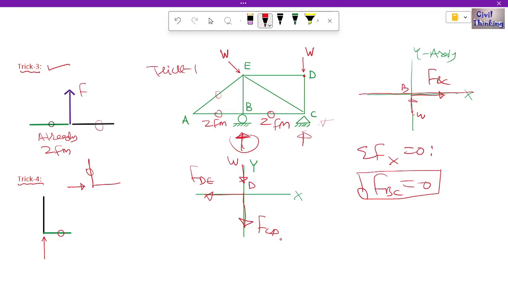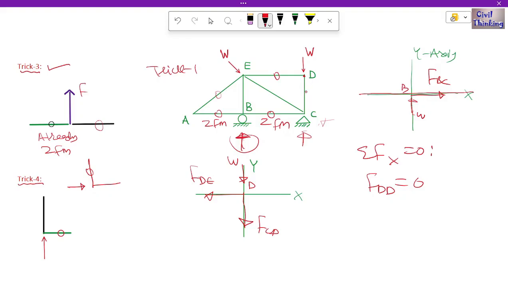Now let us apply the equations of equilibrium. Let us first apply summation of Fx. So from here FDE is 0, right? Because the sum of all the forces along the x-axis is 0. So we already found the force in DE is 0, and we already proved our trick. Trick 4 was that the force was along DC, so the DE member was a zero force member, right?